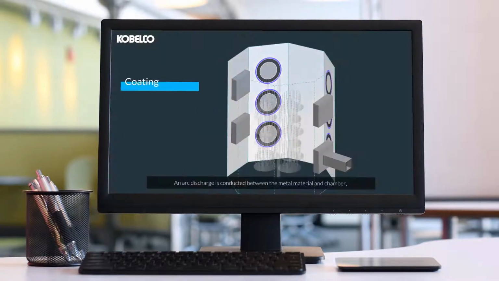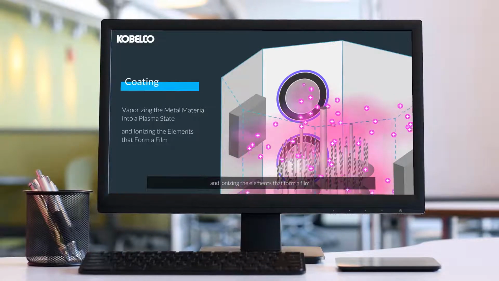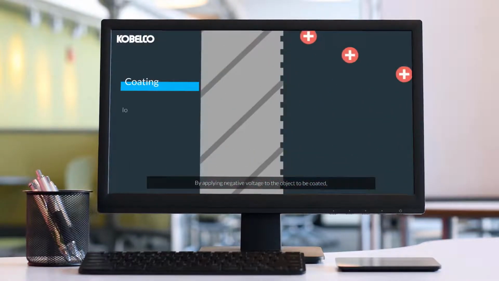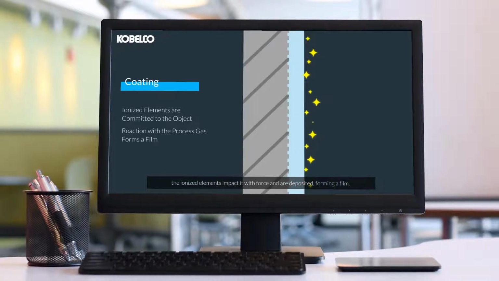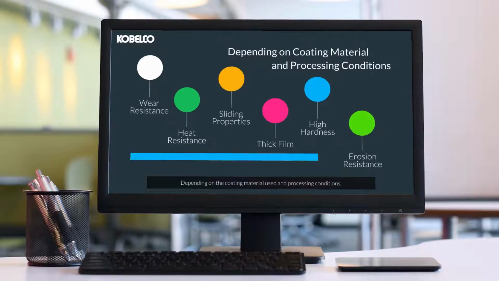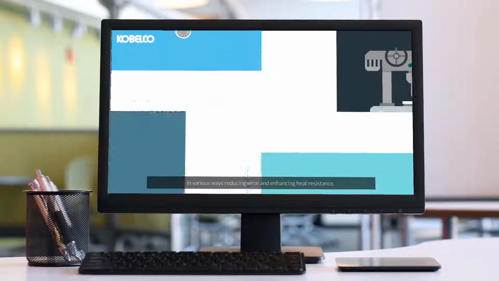An arc discharge is conducted between the metal material and chamber, vaporizing the metal material into a plasma state and ionizing the elements that form a film. By applying negative voltage to the object to be coated, the ionized elements impact it with force and are deposited, forming a film. Depending on the coating material used and processing conditions, it is possible to improve performance and properties in various ways, including reducing wear and enhancing heat resistance.